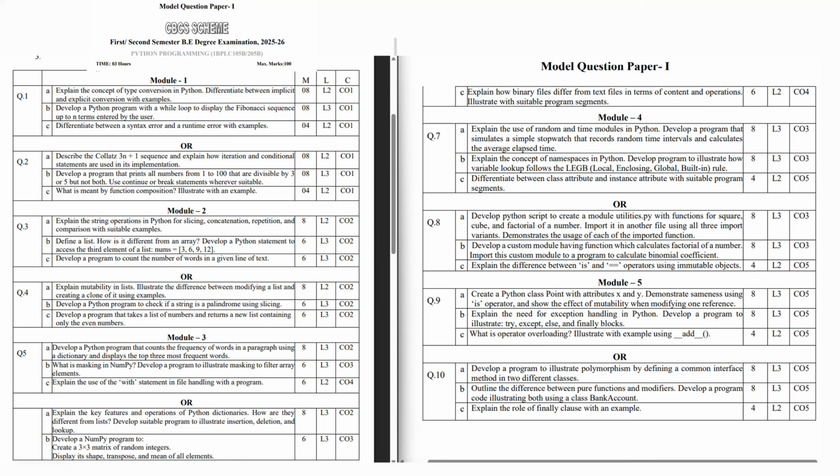In this video, I am solving this question paper. You can see model question paper 1. This is the Python programming and subject code is there. Let us start. The first question: explain the concept of type conversion in Python. Differentiate between implicit and explicit conversion with the examples. Let us see.